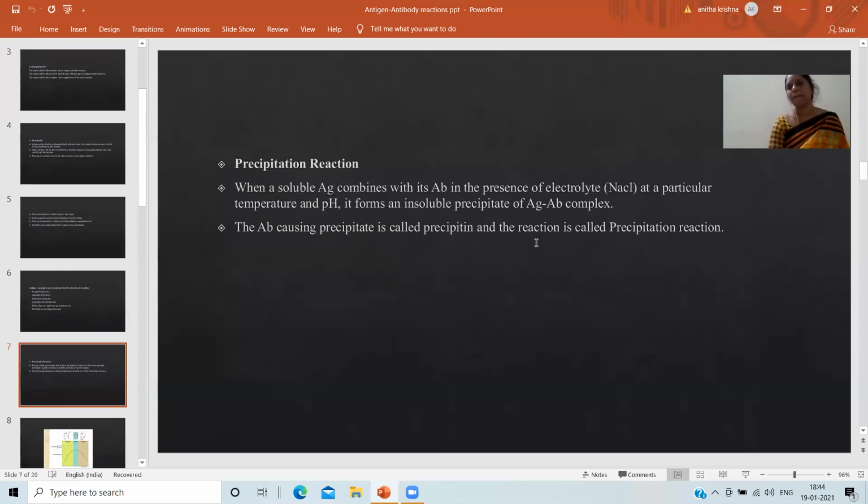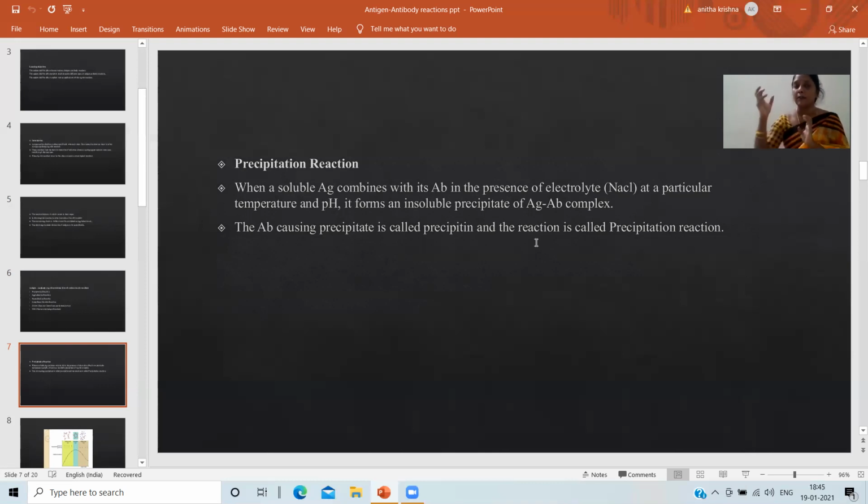In precipitation, generally the antibody has more than two sites which bind with the antigen, and the antigen has more than one site to which the antibody binds. So when antigen and antibody are in proper concentration and bound, they form an insoluble lattice, which eventually turns into a visible precipitate. When a soluble antigen combines with an antibody in the presence of an electrolyte like sodium chloride, at a particular temperature and pH, it forms an insoluble precipitate of antigen antibody complex.